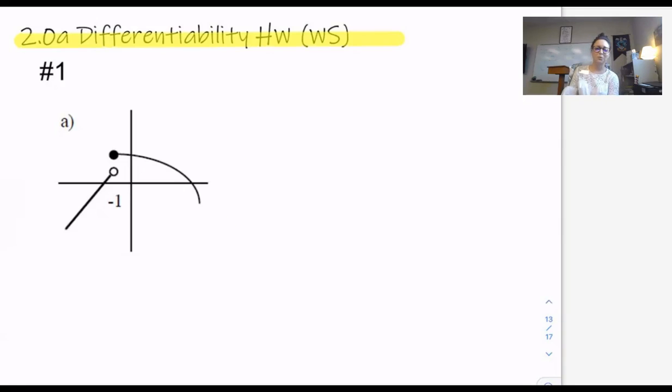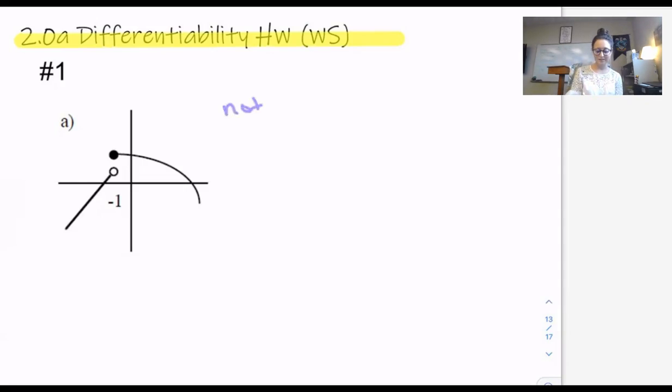All right, so this is question 1A from your homework, and notice that the first few questions just deal with continuity, okay, not differentiability yet. So this question just says, determine if the function's continuous at the indicated value of c, in this case -1, and if not, which of the three conditions fails, okay? So would you say that this function is continuous at x equals -1? No, I'd have to pick up my pencil there.